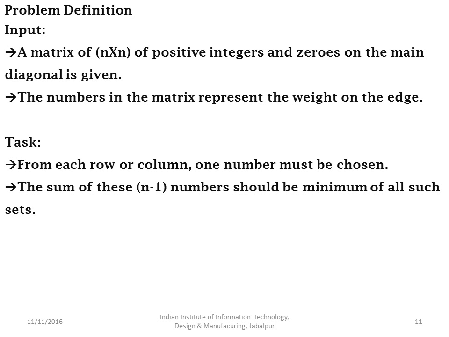So the problem definition created by Borůvka includes as input a matrix of n cross n of positive integers, with zeros on the main diagonal. The number in the matrix represents the weight on the edge, and the task is that from each row or column one number must be chosen. The sum of these n minus 1 numbers should be the minimum of all such sets.